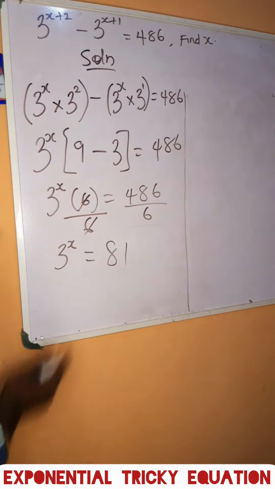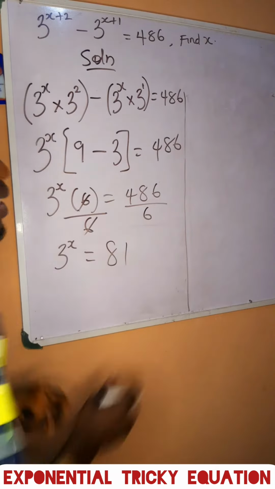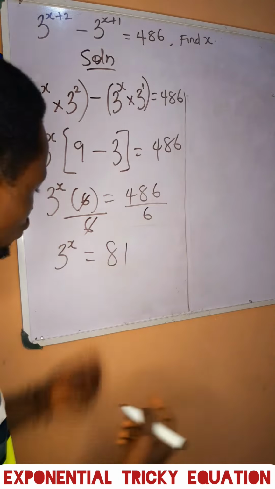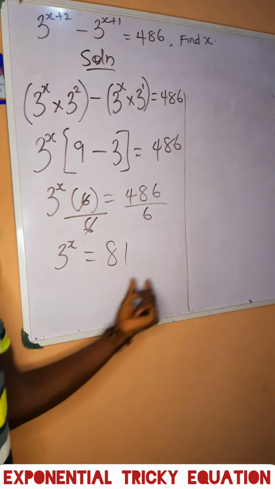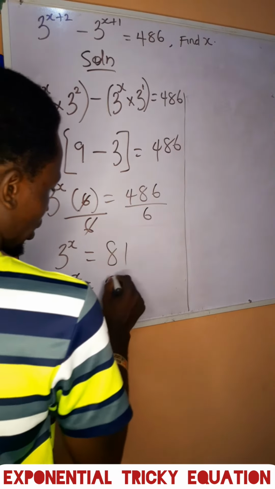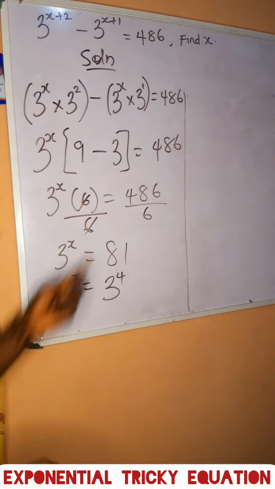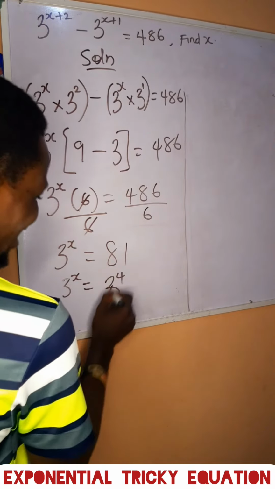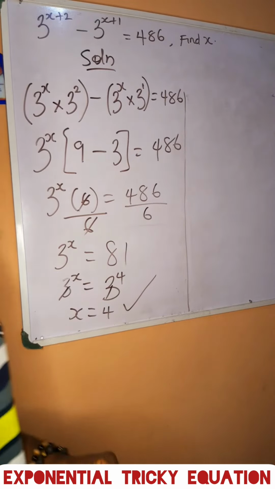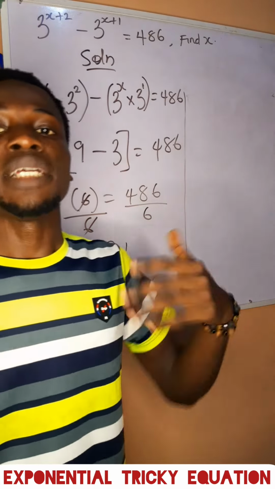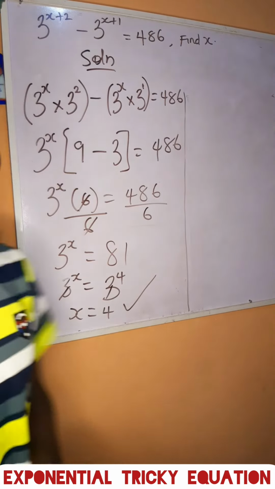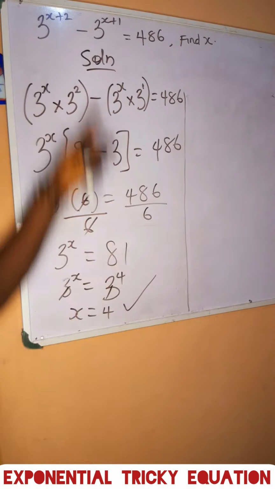Good. So let's continue. At this point, I can rearrange 81 to be 3 to the power of 4, because that is the same thing as 81. The reason why I'm doing that is to make both the left hand side and the right hand side of this equation have the same base. So 3 to the power of x is now equal to 3 to the power of 4, which is the same thing as 81. Since they have the same base, it means that x must be equal to 4. Because once an equation has the same base, their powers will be the same. So that means x is equal to 4. So this is the proper way to analyze this type of problem.